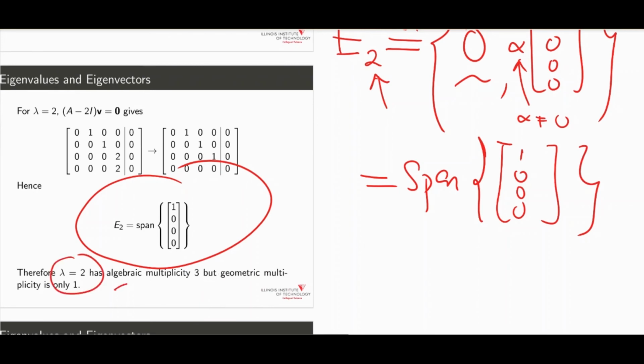So lambda equal to 2 has algebraic multiplicity 3, but the geometric multiplicity is only 1. The geometric multiplicity is the dimension of the eigenspace, and you will see that it is only 1. This is going to give us trouble. You will see that in the next video. But right now, we don't really care. We just look at the definitions, and from the definitions, the geometric multiplicity is 1 for the eigenvalue lambda equal to 2.